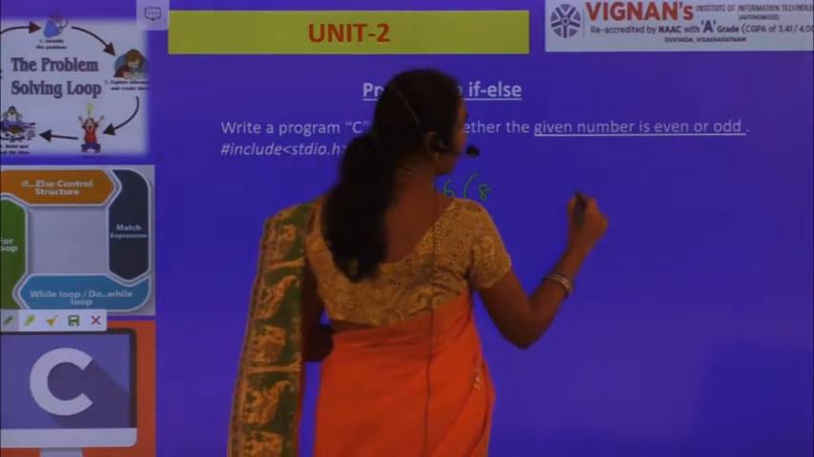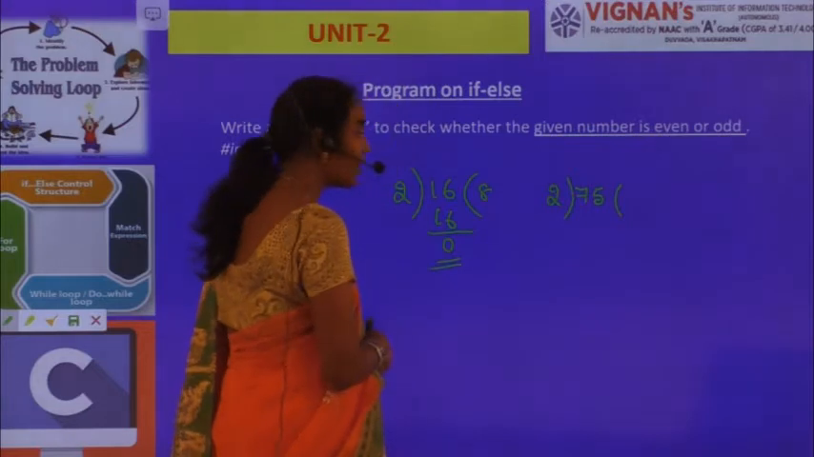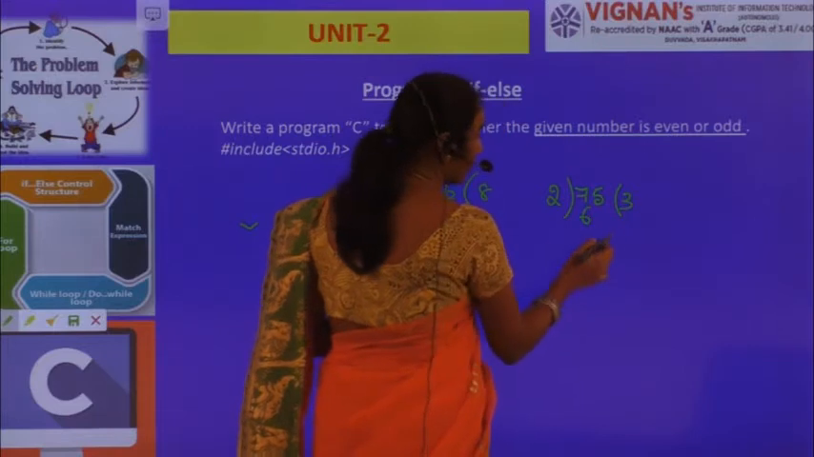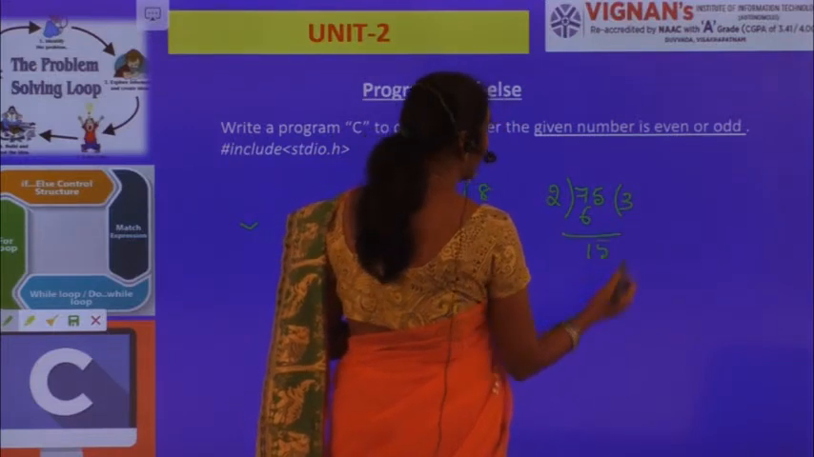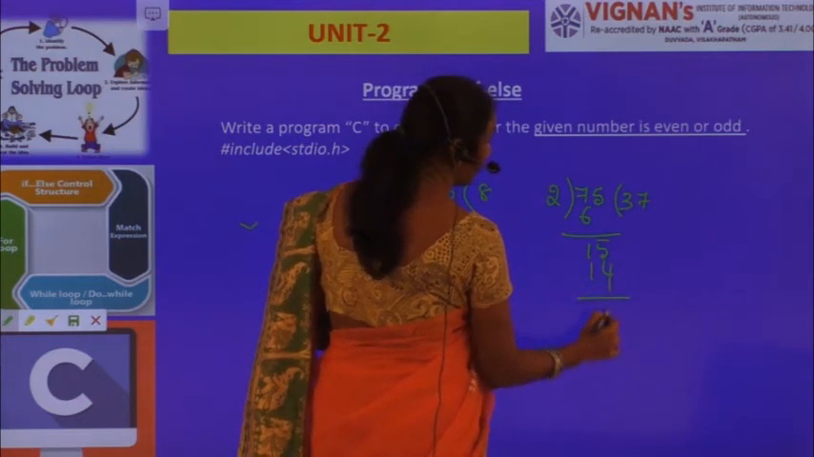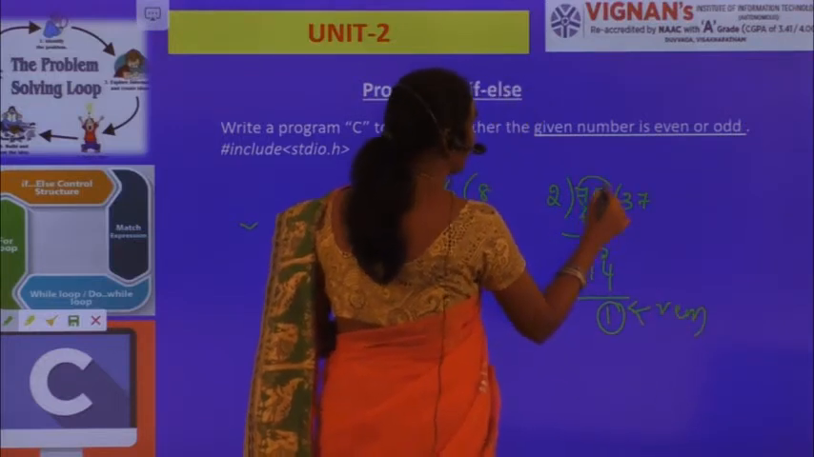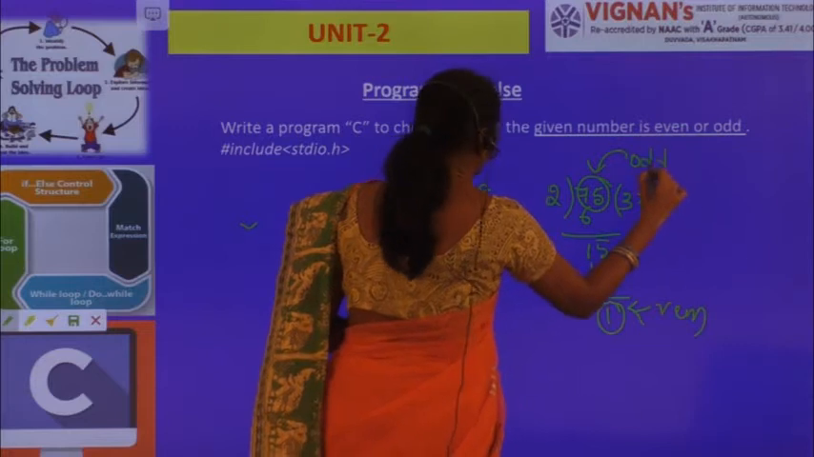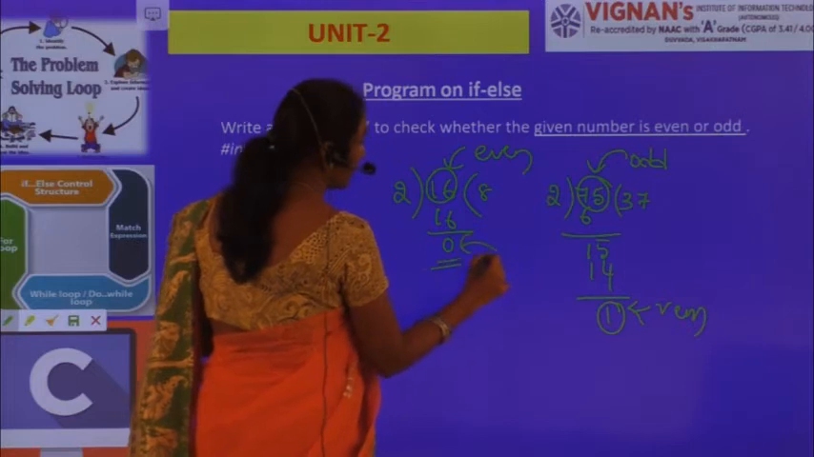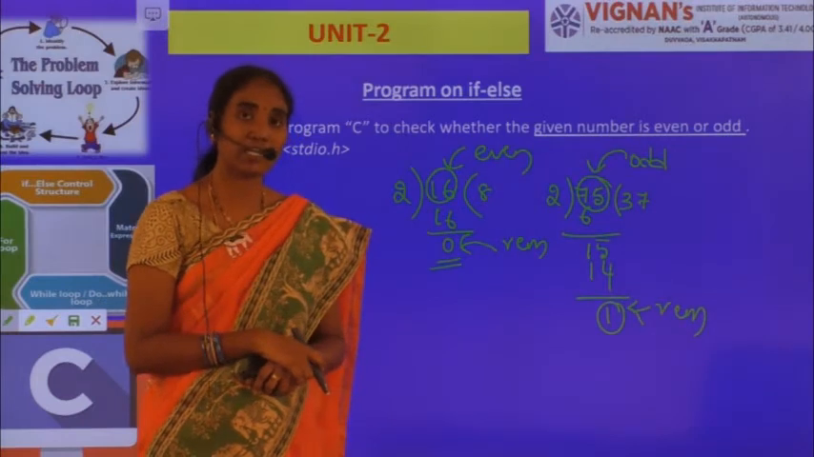Suppose I am taking 75, right? 75, I am dividing with 2, right? So 2 3s are 6 and then 1 15, right? And then 2 7s are 14 and then 1. So here the remainder is 1 if the given number is odd, right? Whereas if the given number is even, I'll have the remainder as 0. So this is a basic fundamental principle to check whether the given number is even or odd.